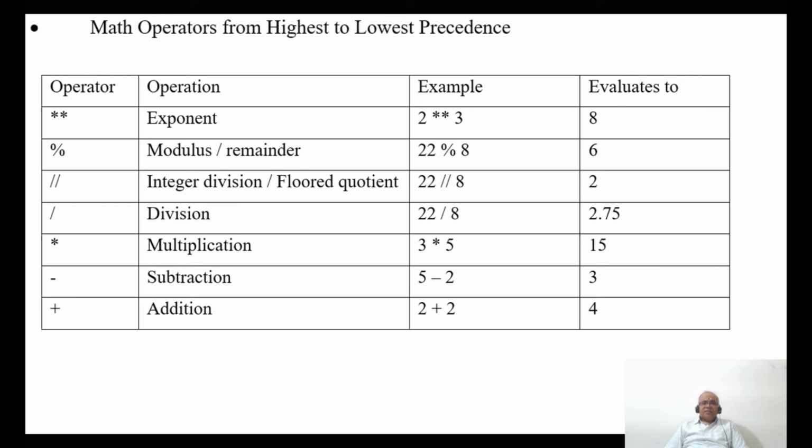So what is an exponent? Like 2 cube. What is 2 cube? 2 cube evaluates to 8. What is 22 % 8? The 22 % 8 is the modulus. What is the modulus? Whenever you divide 22 by 8, the remainder you get is the modulus. If you divide 22 by 8, 8 twos are 16, and 22 minus 16 leaves a remainder of 6. So 22 % 8 evaluates to 6.